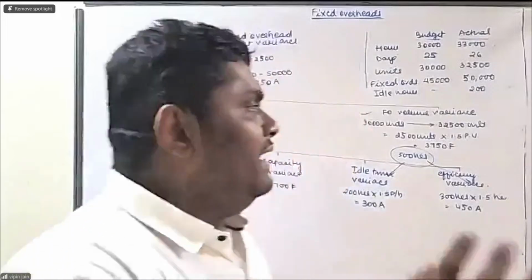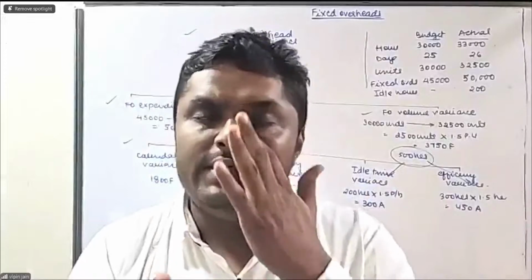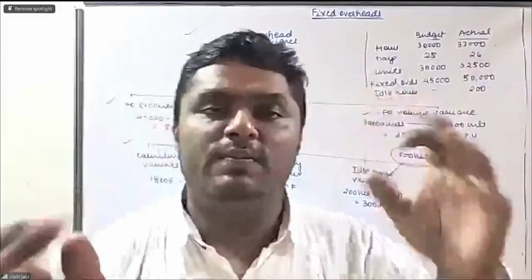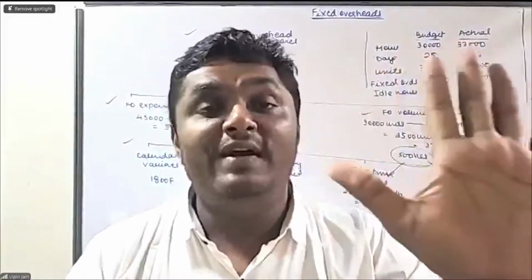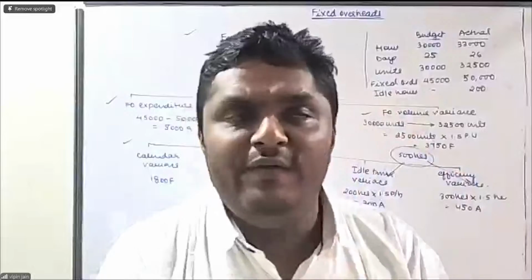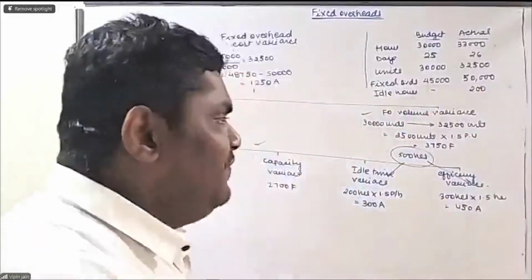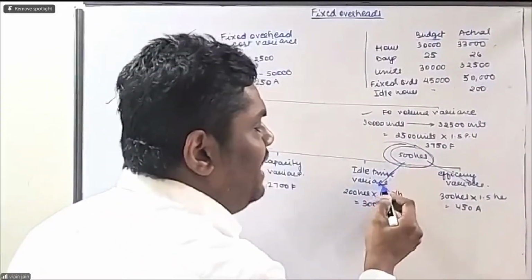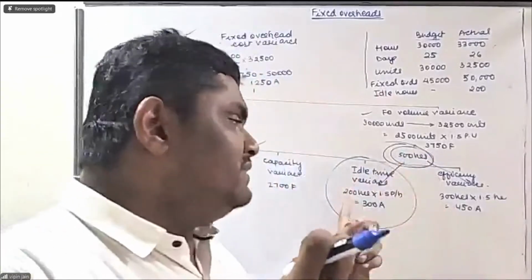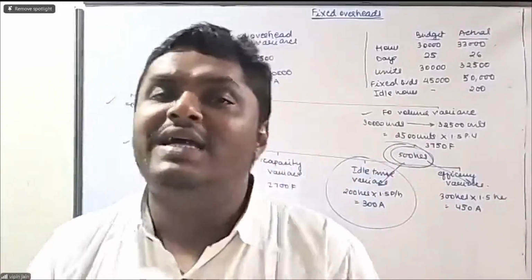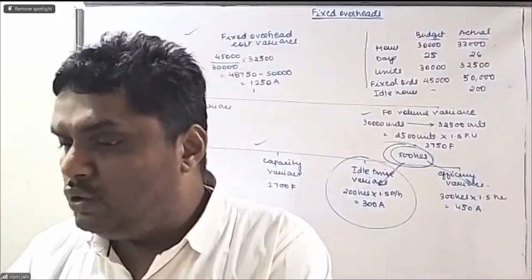When talking about idle time, we first calculate 500 hours. I hope you are thorough with how to calculate 500 hours. That is my inefficiency. That is, the work was supposed to be completed in 32,500 hours, but we actually took 33,000 hours. So 500 hours extra we took. Now of this 500 hours, 200 hours are given straight away in the question as idle time. So out of 500 hours, 200 hours are my idle time. So balance 300 hours will be my inefficiency. I hope this part is clear to you, Manvi.